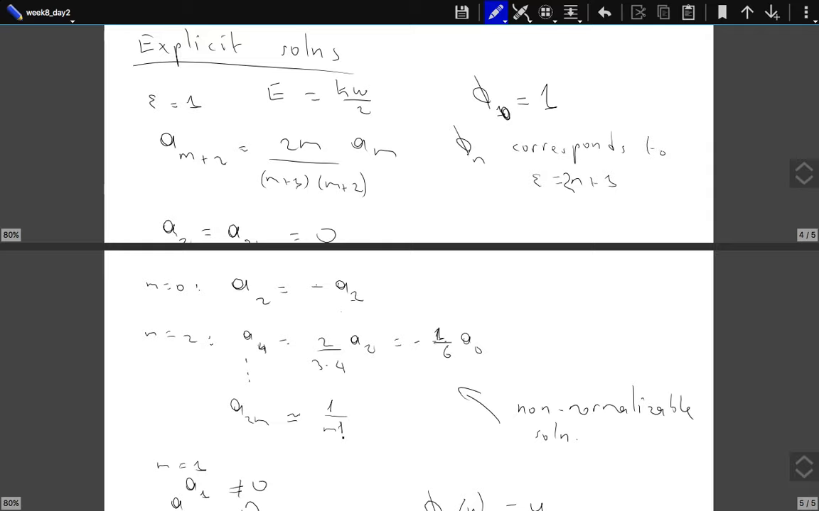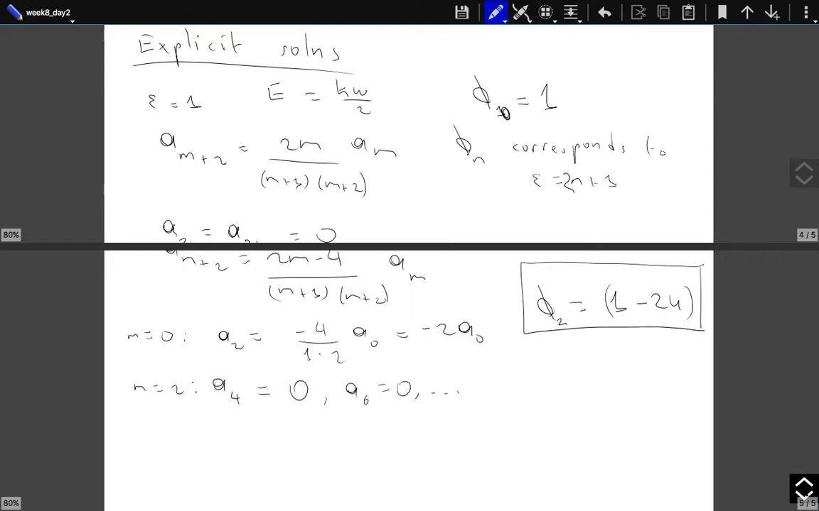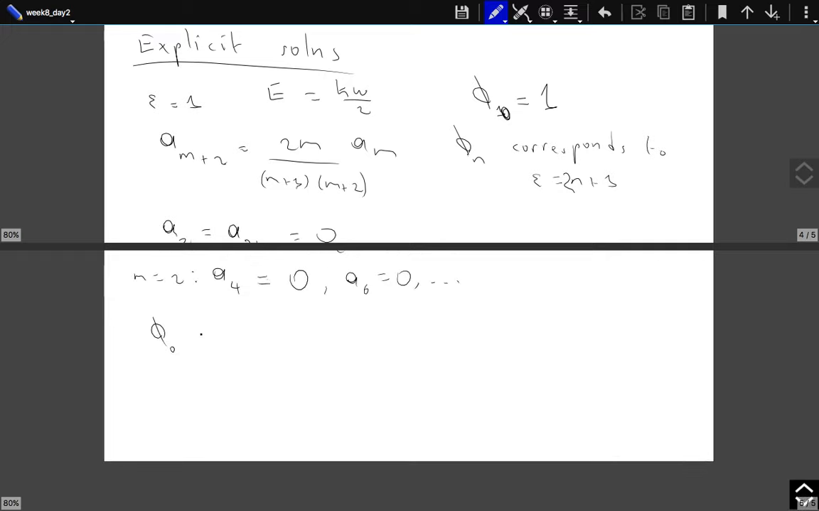Whatever the value of epsilon is, the solution is a polynomial plus e to the power u squared times some coefficients. But for a general value of epsilon, the exponential is there, and so the exponential just makes our wave function non-normalizable. Only for specific values of epsilon is our solution just a polynomial. You see, we had found phi 0 is 1, and phi 2 is 1 minus 2u squared.